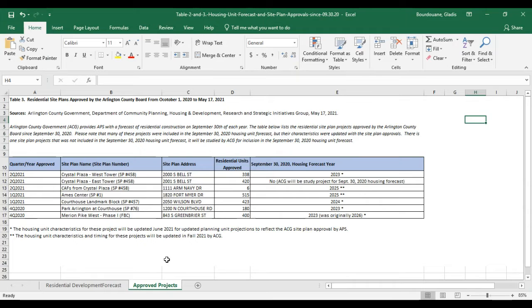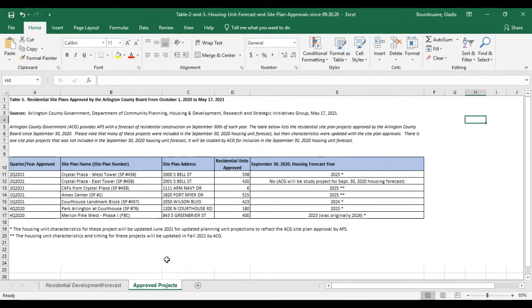In this case, on table 3, you get projects that were approved, and the number of units is now more firm than perhaps it was prior to its approval. But in the housing forecast, that won't be updated until September 30th of this year. We provide this just so that the community understands that, yes, we understand there are projects that have been approved since the data that we got from the county for the housing forecast.